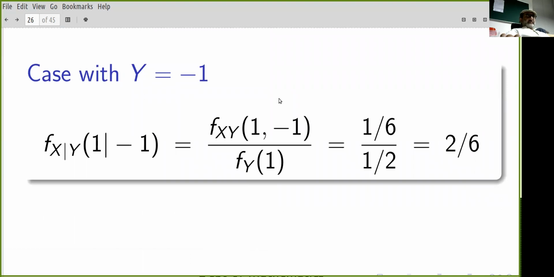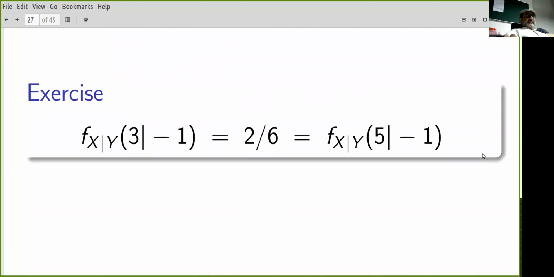Then we do some cases with y equal to -1. The conditional PMF at x equals 1 and y equals -1. That's the probability that x is equal to 1 given y is equal to -1. That's the probability that x is equal to 1 and y equals -1 divided by the probability that y is equal to -1. Well, we found that the joint PMF is 1/6 in this case, and the probability of rolling -1, okay, that should be a -1, is 1/2, and so that's 2/6.